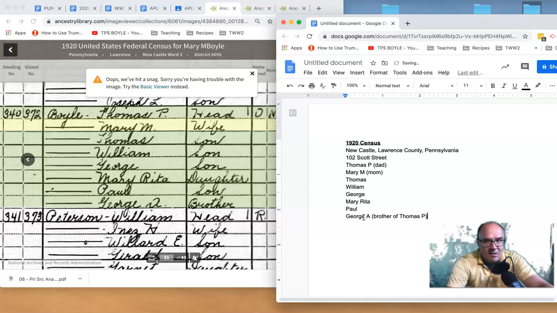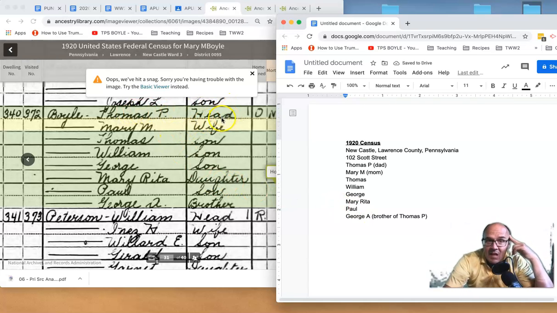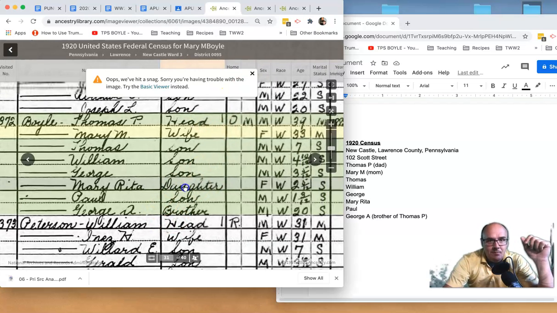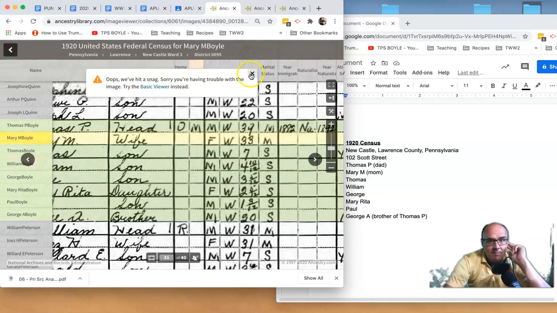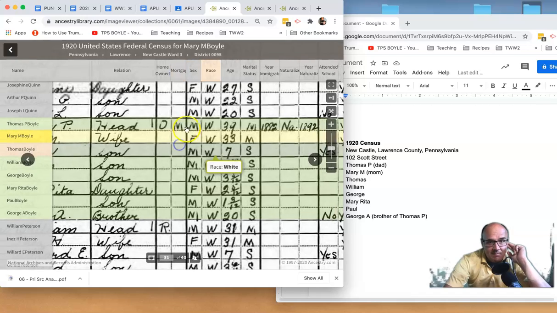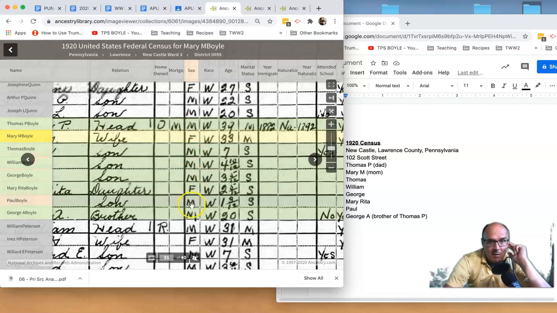Everybody is shown in their relation to the head of the house. Thomas P. is the head, Mary M. is the wife of Thomas. Thomas Jr., actually Thomas, I think the fifth in this case, is the son of Thomas. William is the son of Thomas. George is the son. You got what I'm getting at here. Okay. Now, what do we learn about them? We're going to learn their sex: male, female, male, male, male, female, male, male.